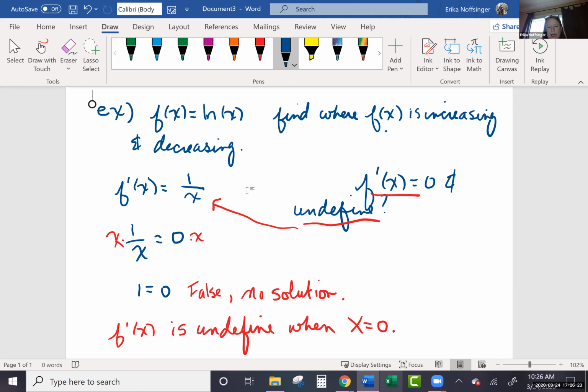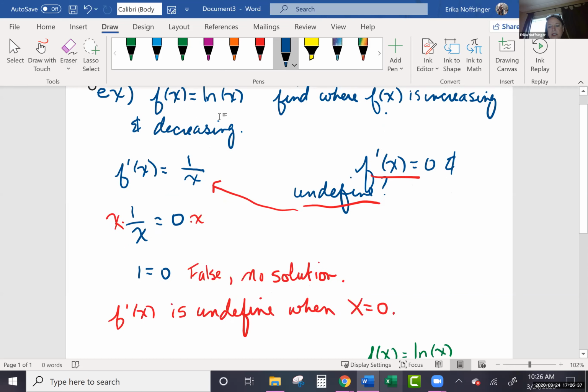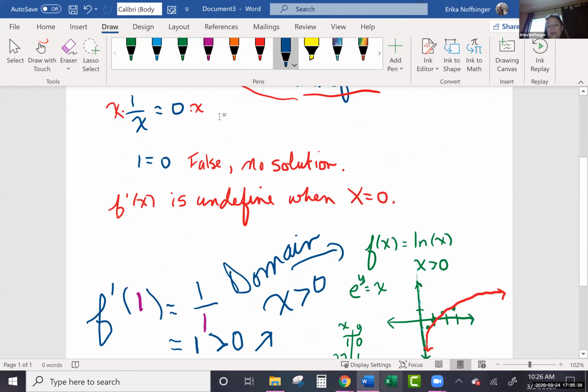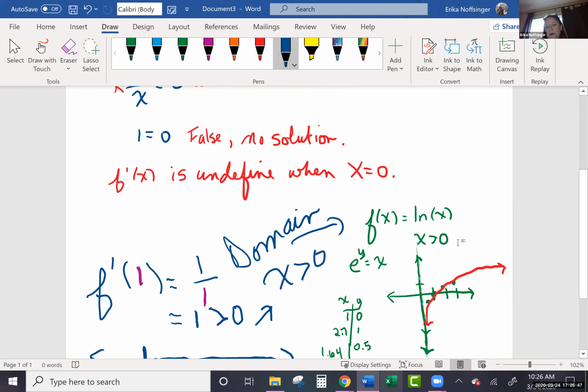Also, looking at domains, if your domain is limited for the original function, it's helpful to see that. So we reviewed what the graph of y equals ln of x looked like, and that by definition you can't take a natural log of a negative number. Whatever you're taking the natural log of had to be greater than 0, so in our case, x had to be greater than 0.